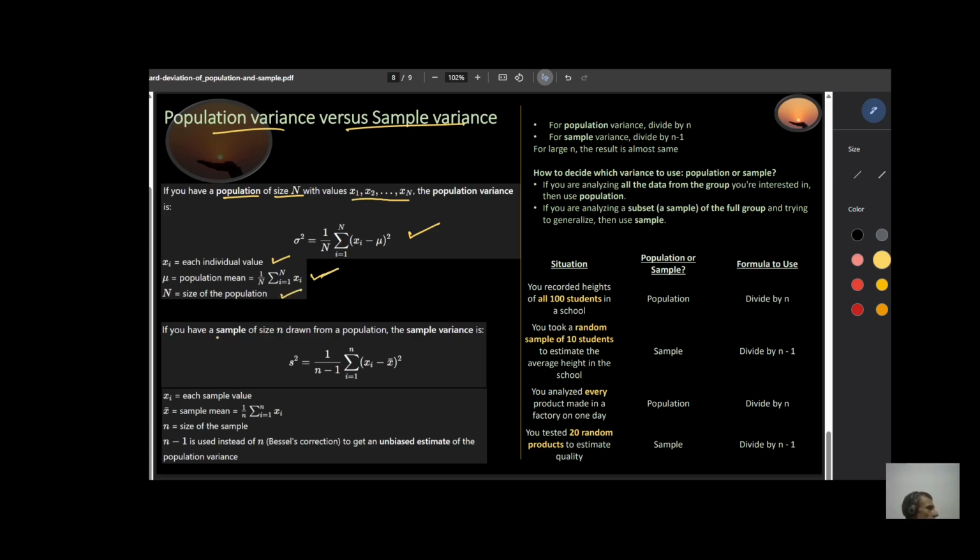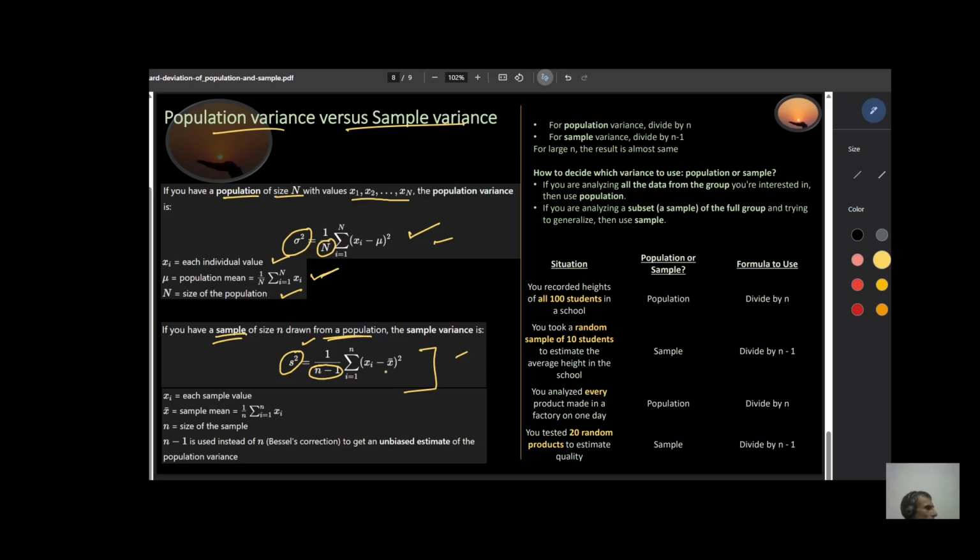On the other hand, if you have a sample of size n drawn from a population, then your sample variance is going to be this formula. Note the difference between this and this. Over here, first of all, I'm using sigma squared to denote this, and over here I'm using s squared. In literature, you'll find s squared generally used to denote sample variance. Another thing is that they divide by n minus 1. Over here, I was dividing by the total N. So that's one of the essential differences.